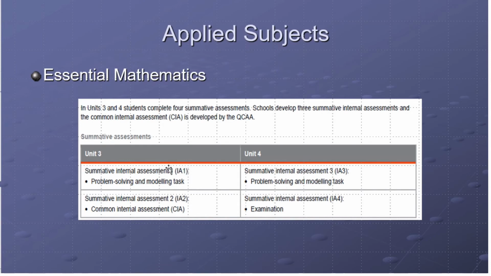If you look at this, each of those pieces of assessment are equally weighted. So you're looking at a 25% end-of-unit exam that is common around the state. So every student in the state will be doing a similar exam at the end of Unit 3.